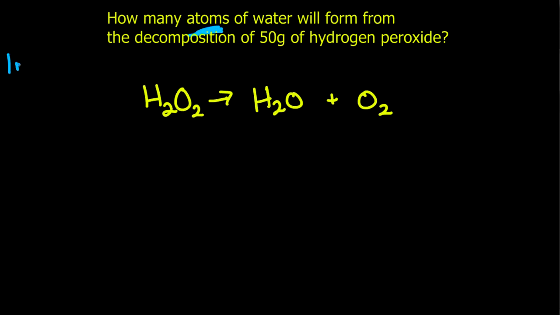So 1 mole of any substance is equal to 6.022 times 10 to the 23rd atoms. So once you find your moles, all you got to do is a simple conversion to change moles to atoms by using that value. It's no different than changing moles to grams or grams to moles, really. So let's start this thing off. So how many atoms of water will form from 50 grams of hydrogen peroxide?